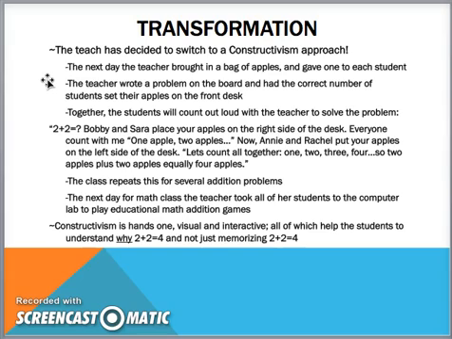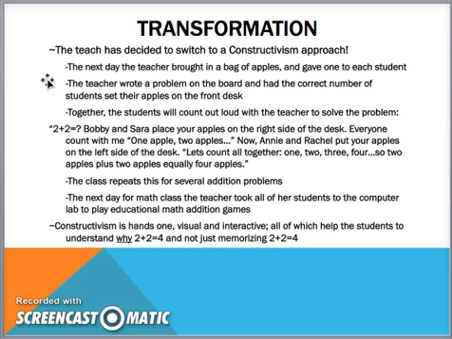The next day, the teacher brought in a bag of apples and gave one to each student. The teacher wrote a problem on the board and had the correct number of students set their apples on the front of the desk. Together, the students will count out loud with the teacher to solve the problem. For example, 2 plus 2 equals what? Bobby and Sarah place their apples on the right side of the desk.